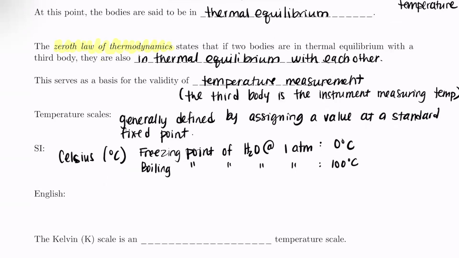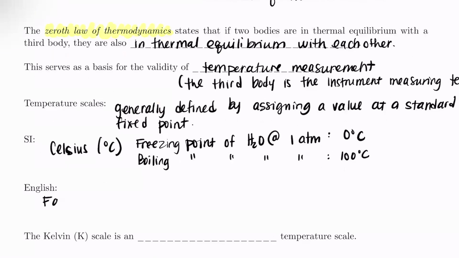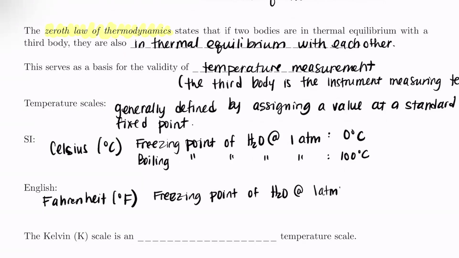And then these values are also defined in English units, which are Fahrenheit, or degrees F. So the freezing point of water at 1 atmosphere is 32 degrees Fahrenheit. And then the boiling point of water at 1 atmosphere is 212 degrees Fahrenheit.